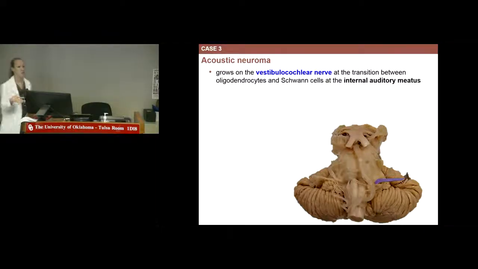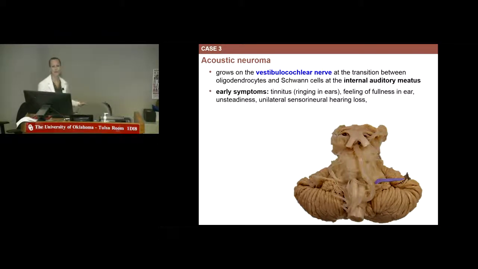Okay, so in terms of early symptoms of an acoustic neuroma, we didn't hear anything about tinnitus. She probably has some tinnitus. Sometimes patients will report feeling fullness in their ear. They will have the unsteadiness as their vestibular system has to adjust to the new normal for them. But the big one is the unilateral sensory neural hearing loss, which was definitely what she presented with.